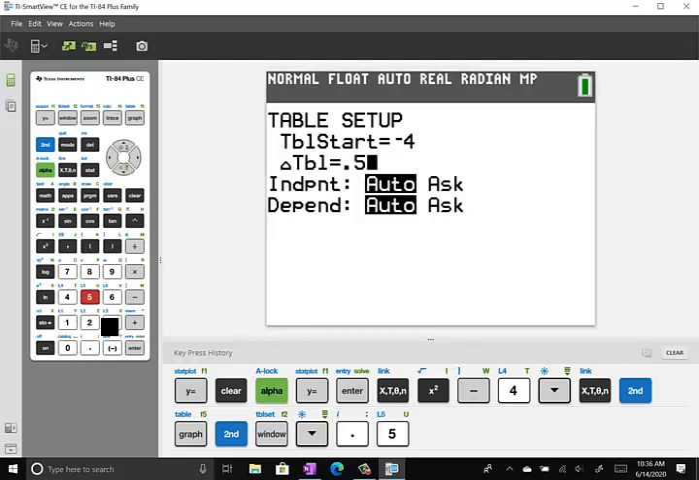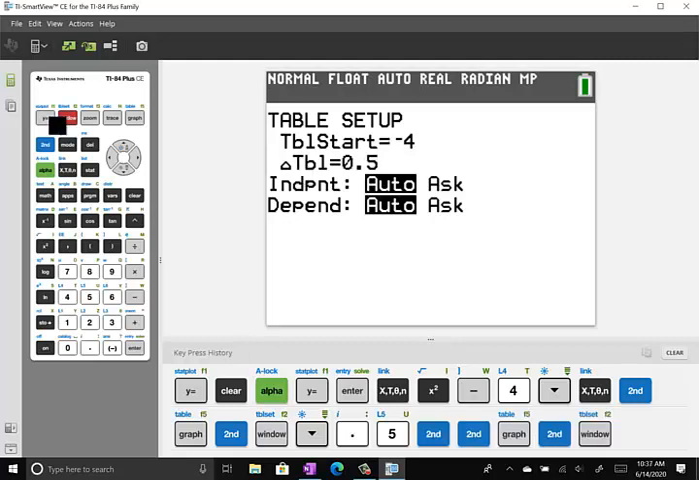So you can change that. So say you want to go by 10. So you want your x's to be 0, 10, 20, 30, 40. Or say you want your x's to be 0, 5, 10, 15, 20. You can change that. So I'm changing it to 0.5. TBL start, it is what it is. It doesn't matter what it is. It can be anything. Now we hit second graph.